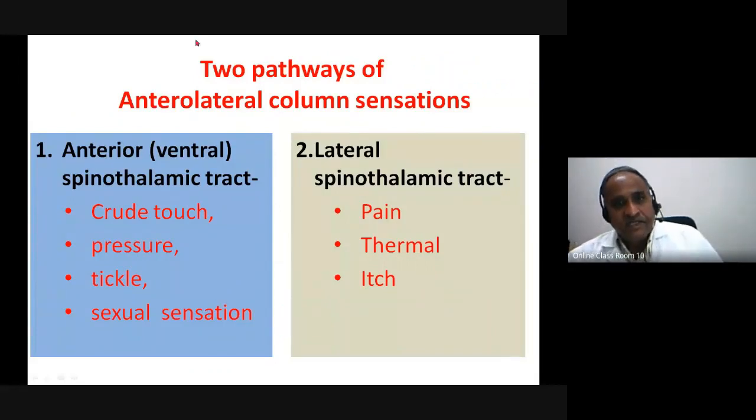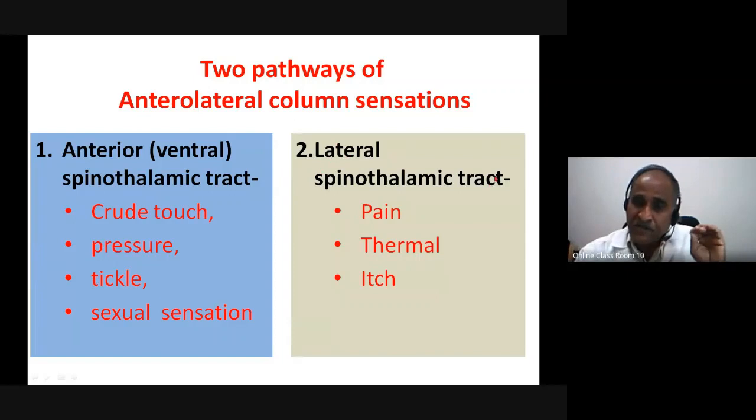So here I mentioned two pathways of anterolateral column sensations. One is anterior, that is ventral, another is lateral. The anterior spinothalamic tract carries the crude touch, the pressure. This is a deep pressure, not a gentle pressure. It carries the tickle, a very peculiar sensation. And then sexual sensation. These are the four sensations carried by the anterior spinothalamic tract.